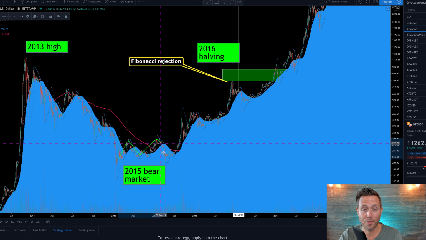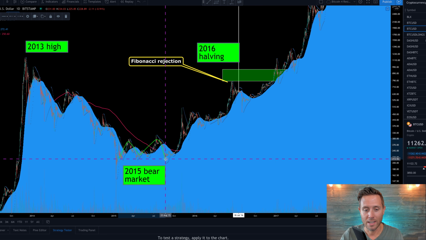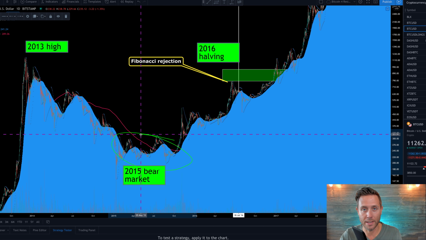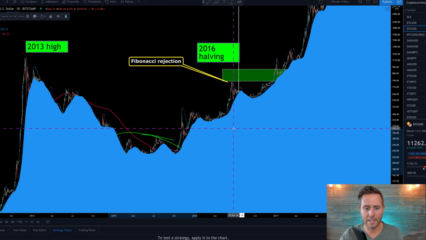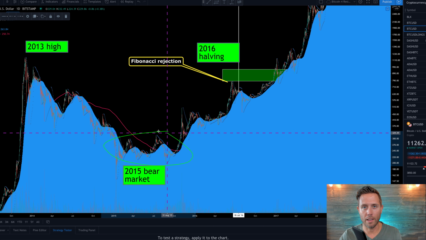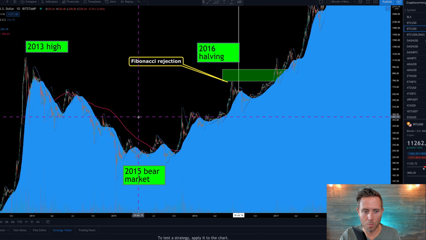Finally, we have this average consolidation at the bottom of the bear market in 2015. You can see it spends 50% above, 50% below the 50-day moving average. It's a really nice representation of healthy consolidation for Bitcoin. It's a neutral environment. It's not a bear market, but it's also not the bull market.